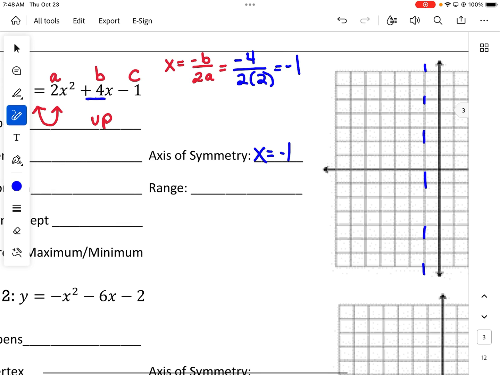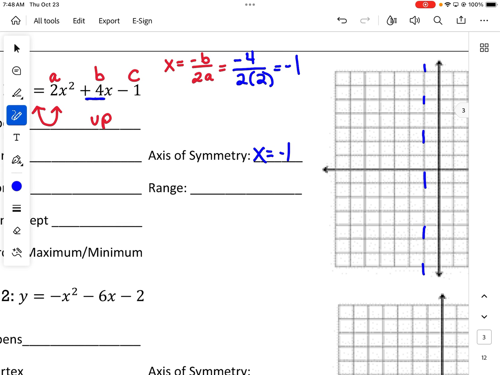Okay, now we need to find the y value of the vertex, because I don't know if it's up here, or if it's down there, or if it's in the middle. We've got to find it. So we are going to plug the negative 1 into the equation. So we're going to do f of negative 1. That means everywhere I see an x, I'm going to substitute in negative 1. Put it in parentheses when you plug it in. So negative 1 in parentheses.